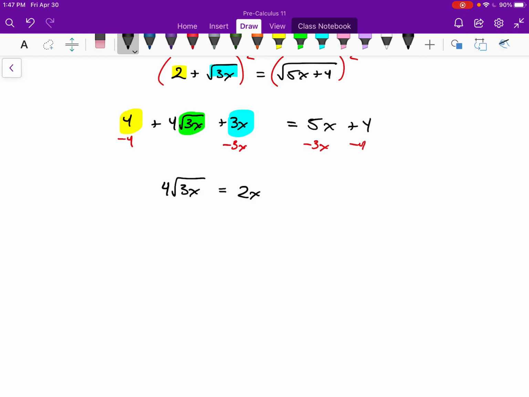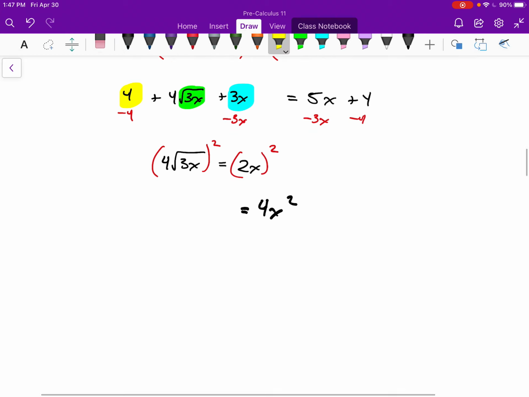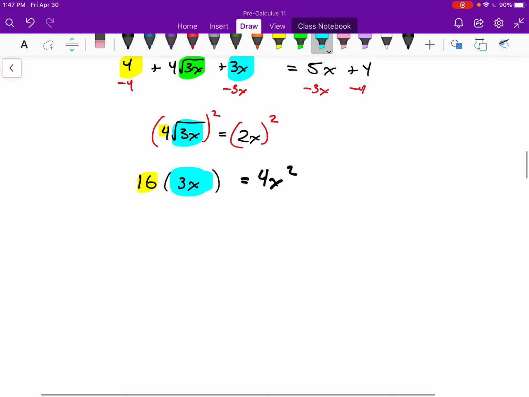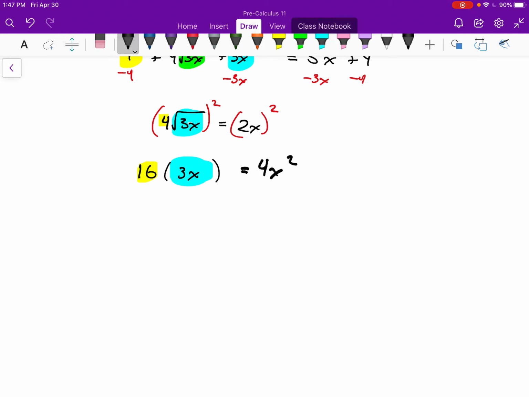So what do I do now? I have a few options, but I'm just going to square both sides again right now, because I still have a radical. So on the right-hand side, I have 2x times 2x, which is 4x squared. On the left-hand side, I have 4 times itself, so I have 16, times root 3x times itself, so just 3x. Right, 4 times 4 is 16. Root 3x times root 3x is just 3x. Okay, now it's getting much nicer. Now I have 16 times 3x, which is 48x on one side and 4x squared on the other.